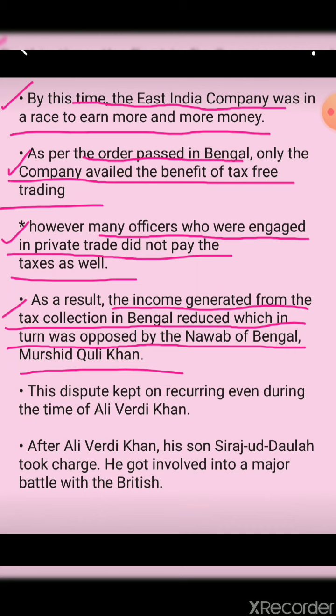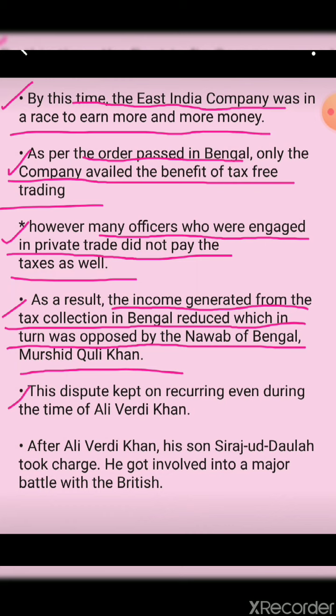But over here, even the British were said to be tax free, no doubt in that, but the officers who are doing the private trade need to pay the tax, but they were also not paying the tax. By seeing that, the collection in Bengal reduced, that is, the income of the government reduced. And in turn, the Nawab of Bengal, Murshid Quli Khan, opposed it. Obviously, everyone is going to oppose, because the Nawab gets income from the tax, and if the tax is not paid, it becomes difficult for the Nawab to run the state.